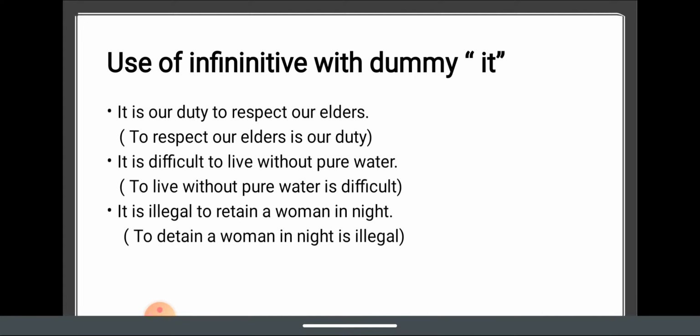Before is, it was there: it is our duty. So at the place of it, we are using to respect our elders. This is also right, and to respect is being used as the subject at the place of it. So dummy it is there.